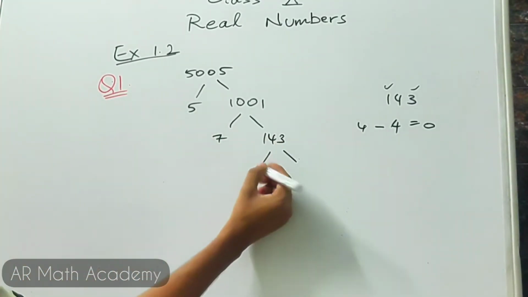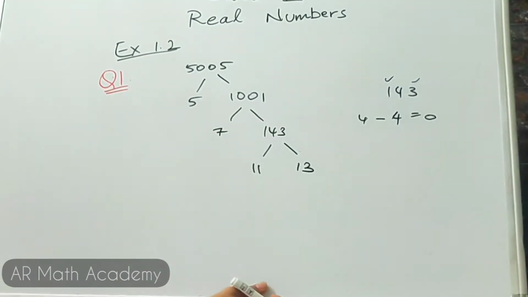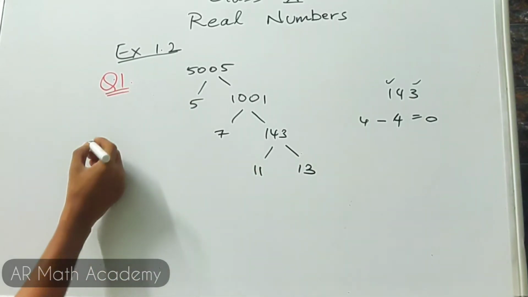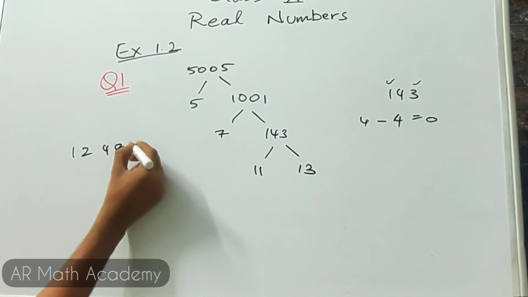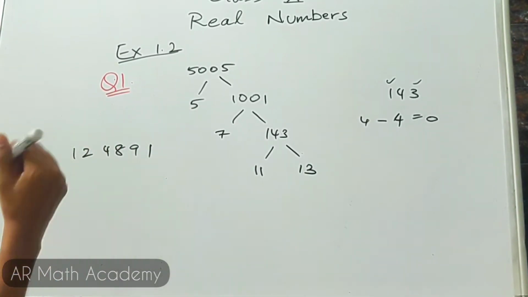Okay, so now you know this is 13 into 11. So 11 times 13. But yeah, that is the case over here. Let me take another number and tell the divisibility by 11. Let us take a bigger number. So 1, 2, 4, 8, 9, 1. So let this be the number. We have to check if it goes by 11 or not.